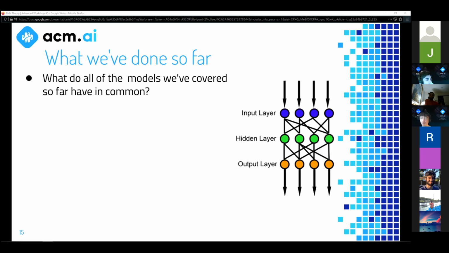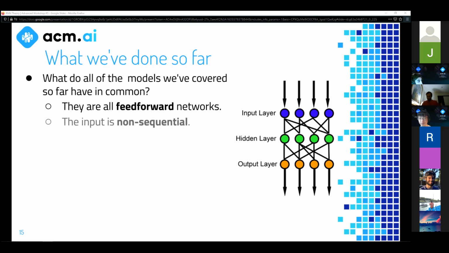Everything we've seen so far are feed-forward networks. By feed-forward, it's in the name. The input feeds forward and goes in a single direction to the output. Another feature is that the input is non-sequential. What that means is it doesn't really matter what order the inputs are, or each of these features, each of these blue dots, are put into the network. They're all put into the network in parallel.